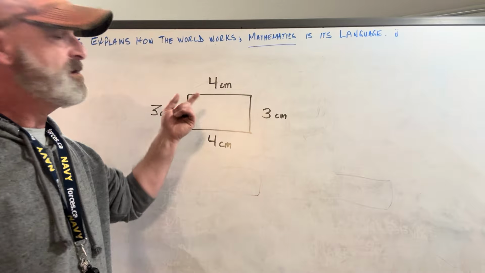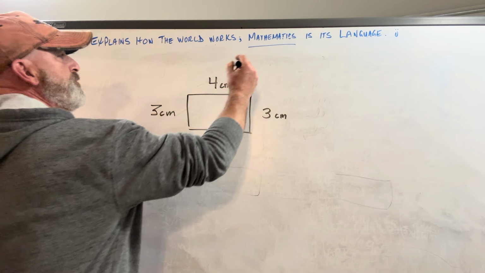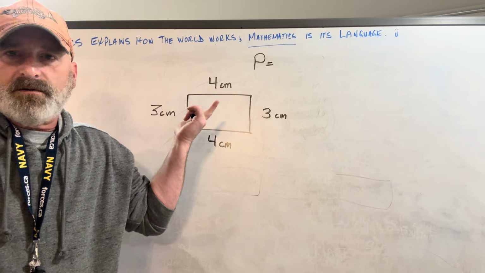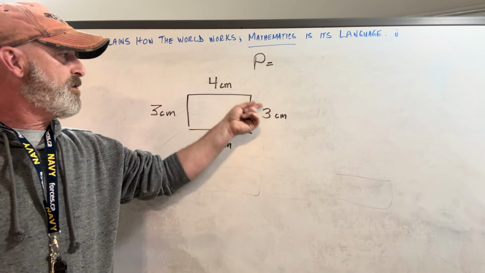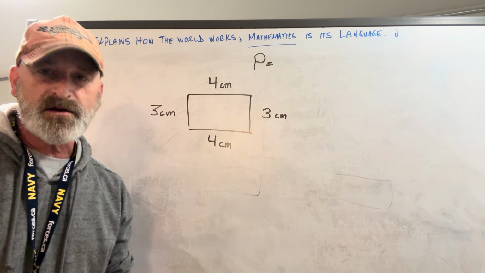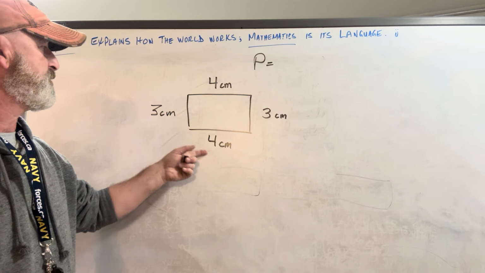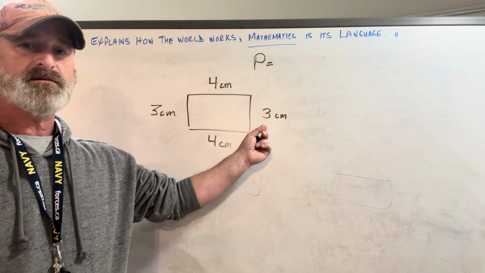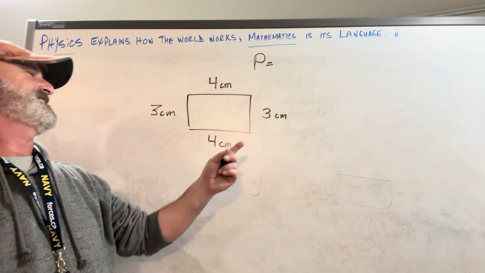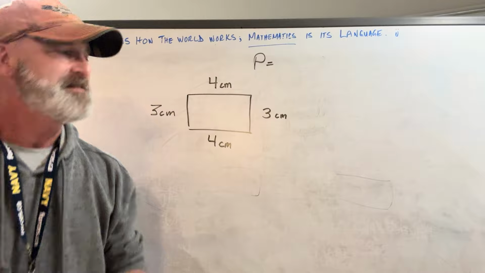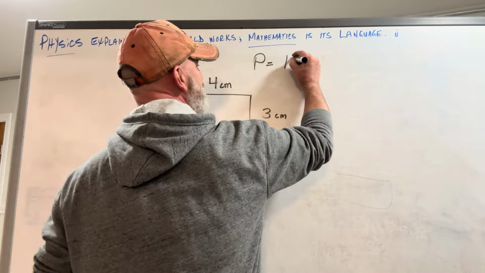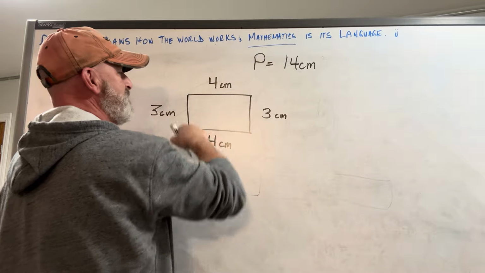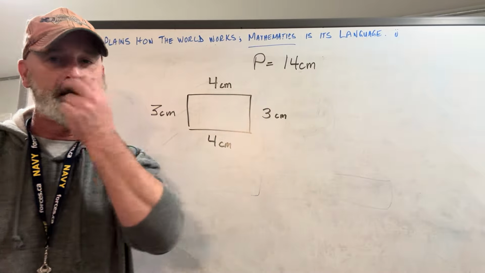All right. What do we know about the perimeter? Well, it's the length around the whole outside. In this case, I'm not going to insult your intelligence: 4 plus 4 is 8, plus 3 is 11, plus 3 is 14. So the perimeter around the outside is 14 centimeters. You start anywhere, go around and come back to the same spot, and you'll go 14 centimeters.